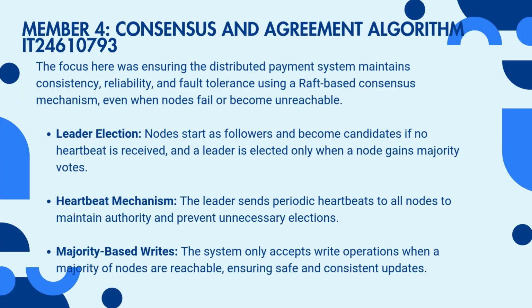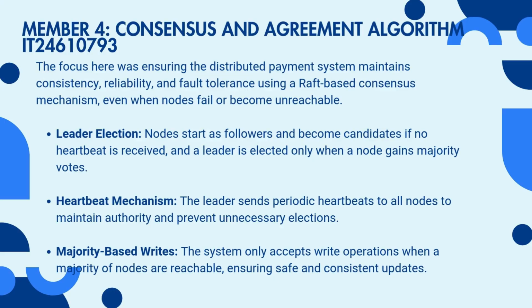My part focuses on the consensus mechanism, which ensures consistency and reliability in the distributed payment system using the Raft algorithm. In leader election, all nodes start as followers. If they don't receive a heartbeat, they become candidates and request votes. A leader is selected only with majority votes. The heartbeat mechanism is used by the leader to maintain control and prevent unnecessary elections.